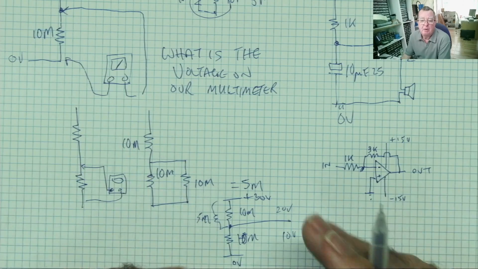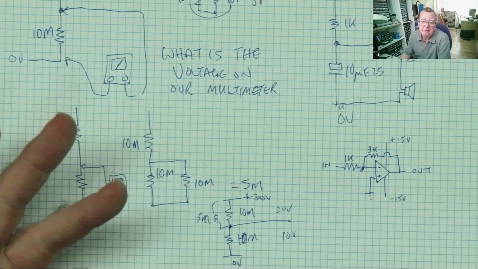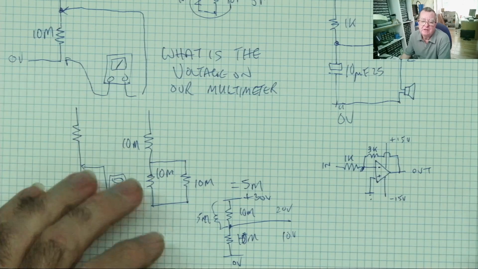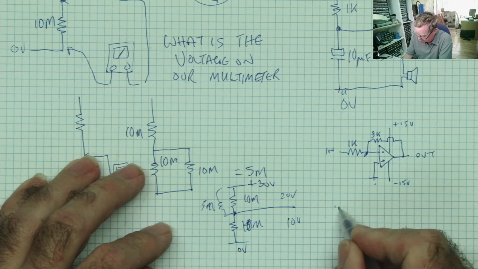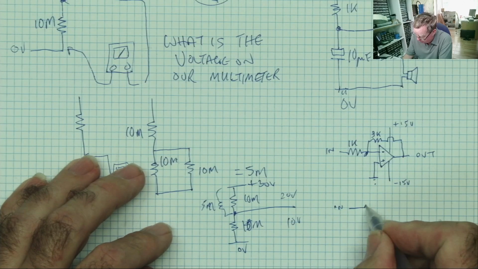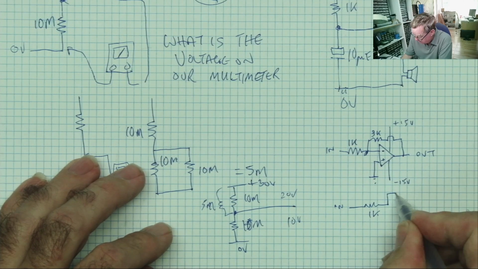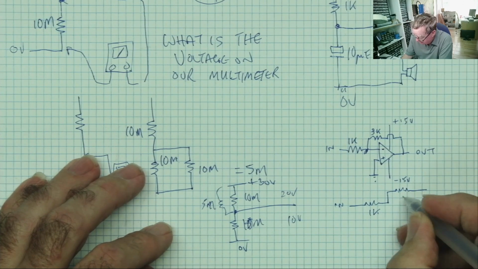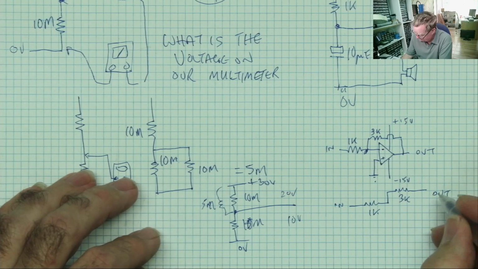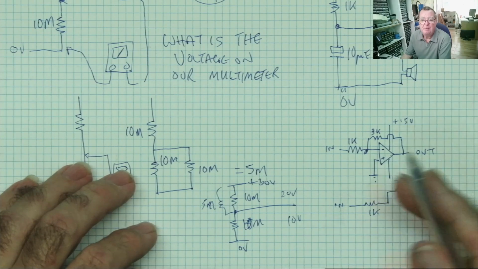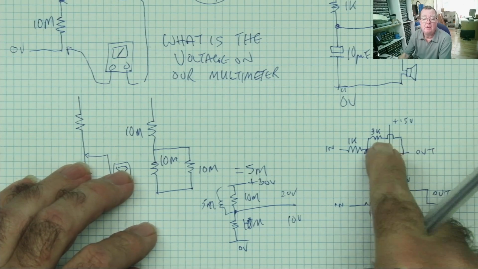But if we turn the power off, the op-amp's no longer doing anything. And as you can see, I can even remove the op-amp and the output is still the same as the input. Well, let's remove the op-amp from our circuit. So we have in, we have a 1K resistor, then we have a 3K resistor, and then we have out.